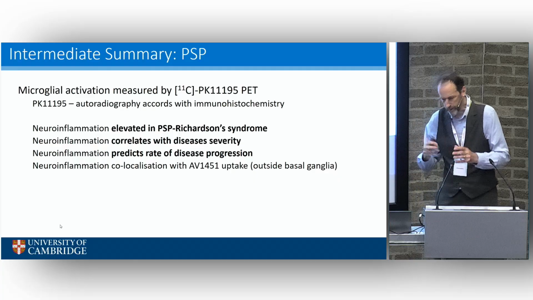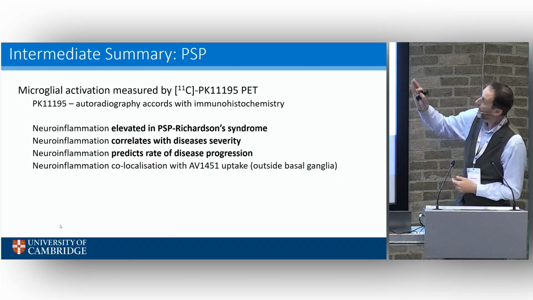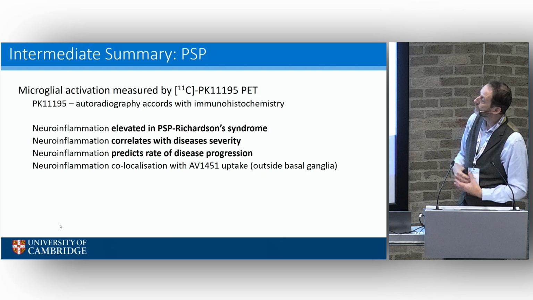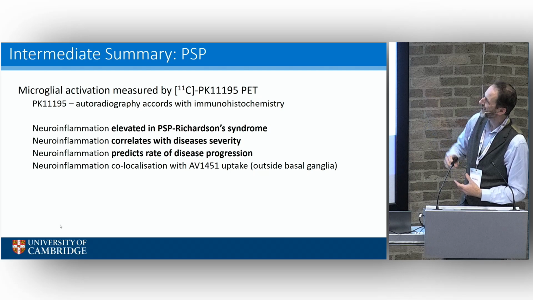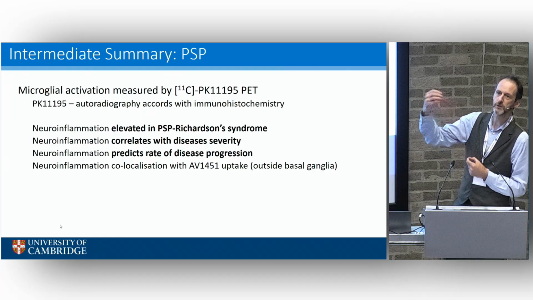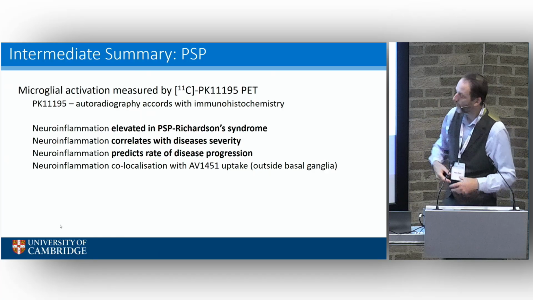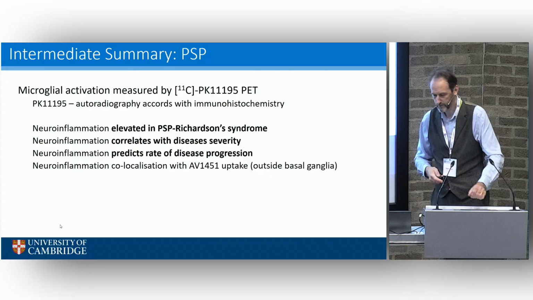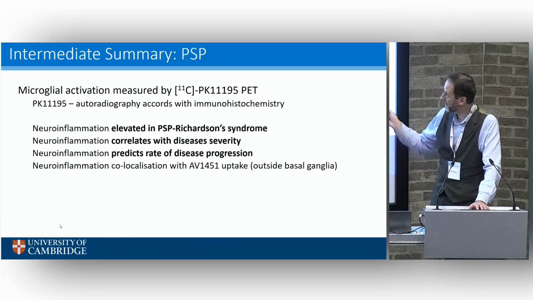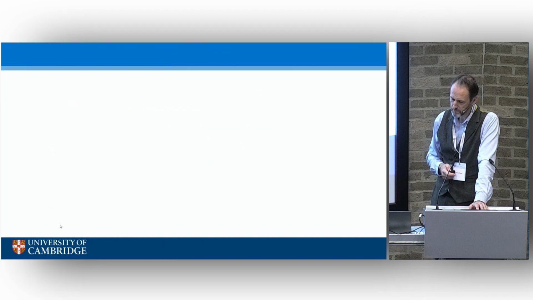So just to bring that together in a whistle-stop tour, we've seen that, yes, in PSP, there is more inflammation, more microglial activation, particularly in this classic PSP called Richardson syndrome. It correlates with severity, it predicts your subsequent rate of progression, and it correlates with this marker of the molecular pathology of tau, particularly outside the basal ganglia where there's some false positive uptake.